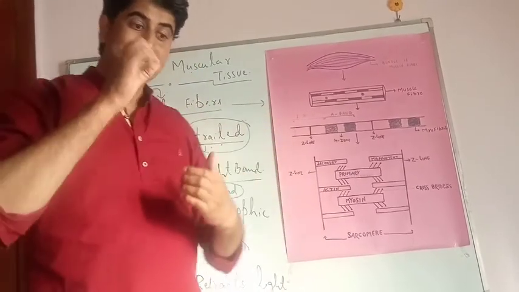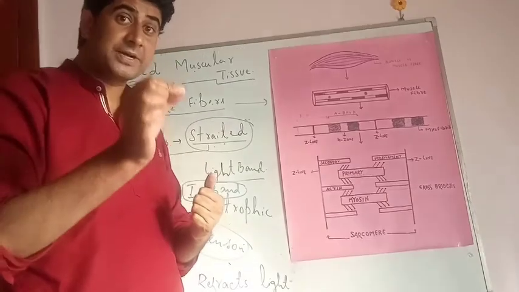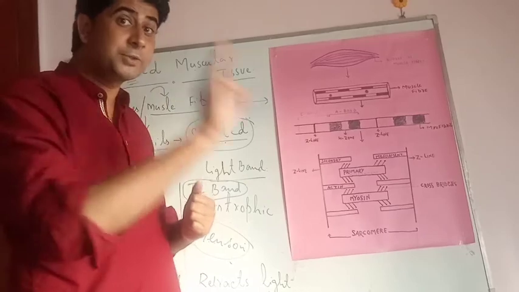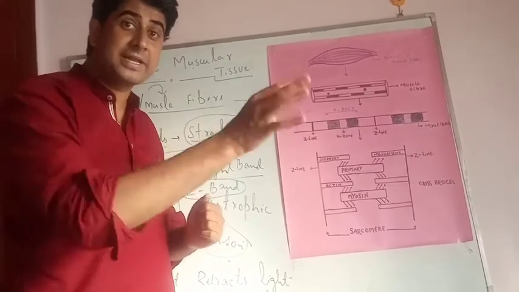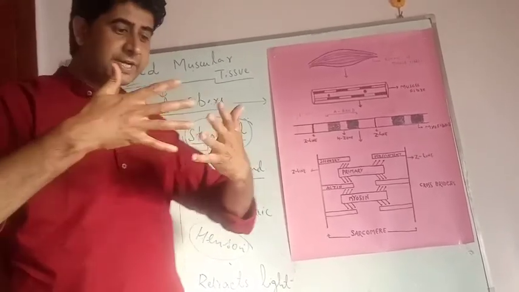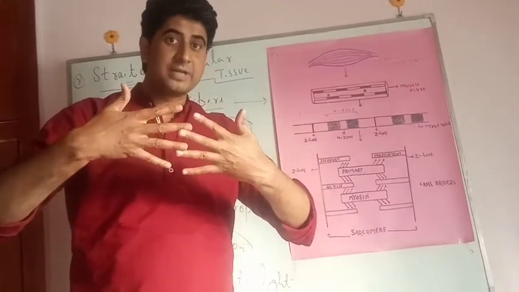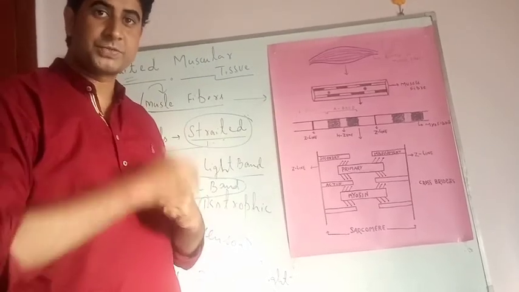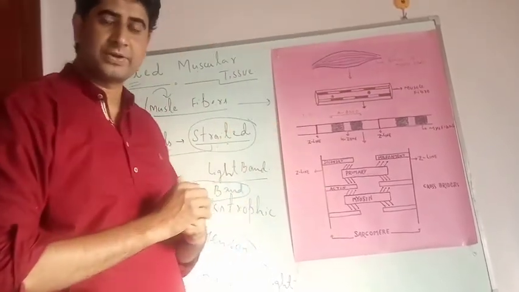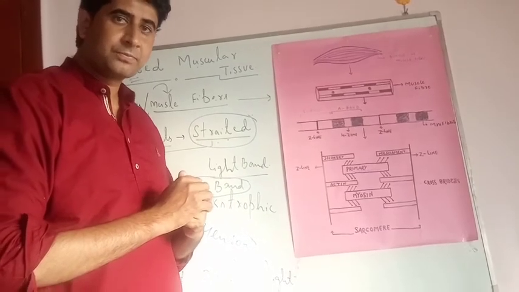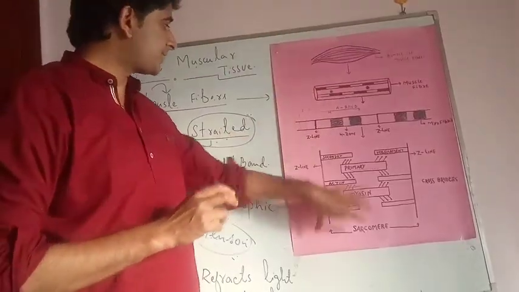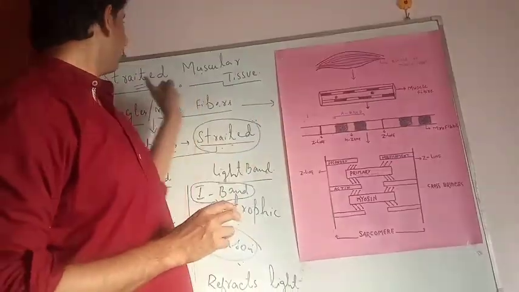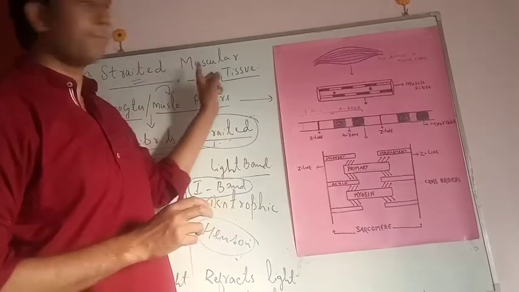So the mechanism of muscle contraction is explained by a theory called the sliding filament theory, which was explained by two scientists, A.F. Huxley and H.F. Huxley, and which states that during the contraction and relaxation, the filaments slide inwards as well as outwards, which results in the contraction as well as the relaxation. So this was all about the structure as well as the mechanism of muscle contraction in case of the striated muscular tissue.